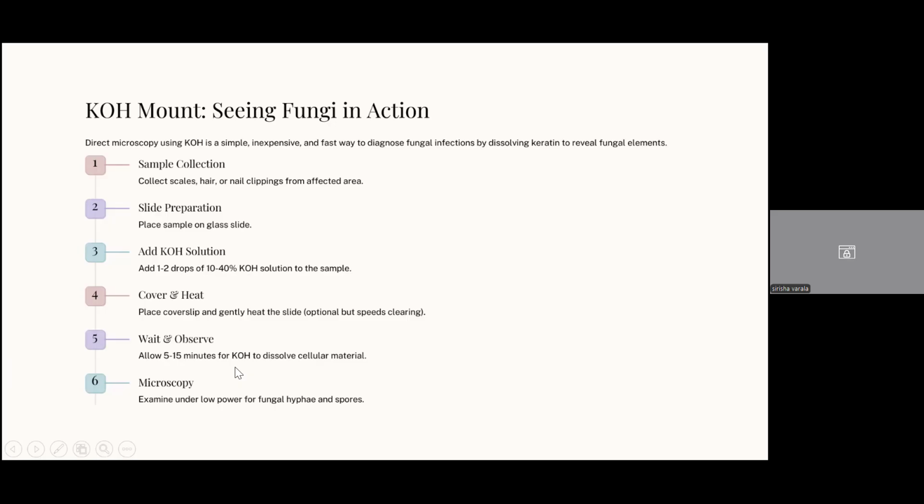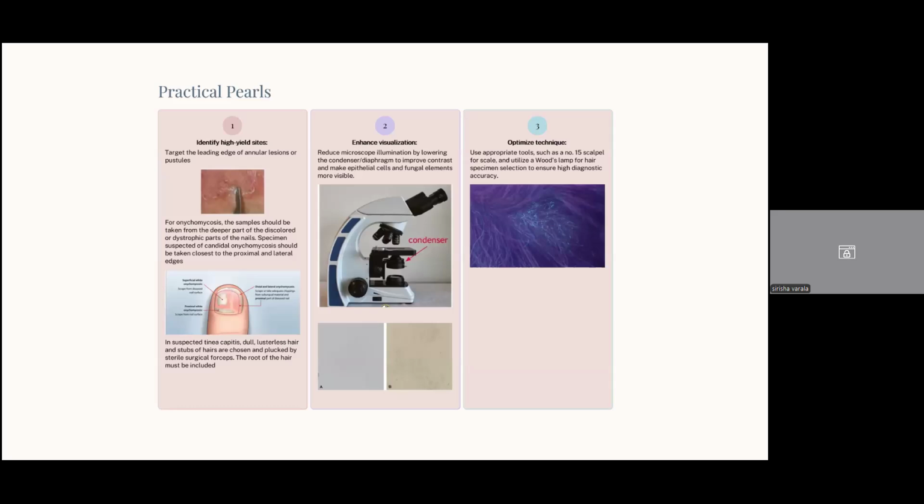It is greater in case of nail because it takes a longer time to dissolve, and we examine under the microscope. Now, here are some practical points which will help you. So first thing, identify the high yield sites. So if you are looking at the annular lesions of tinea, then it is from the edge of the lesion that you are going to scrape the lesion. So from the edge, from the active edge, the papule or a pustule or the scale is what you're going to take.